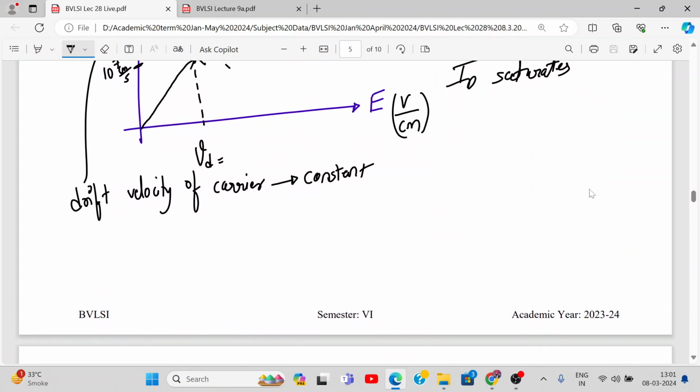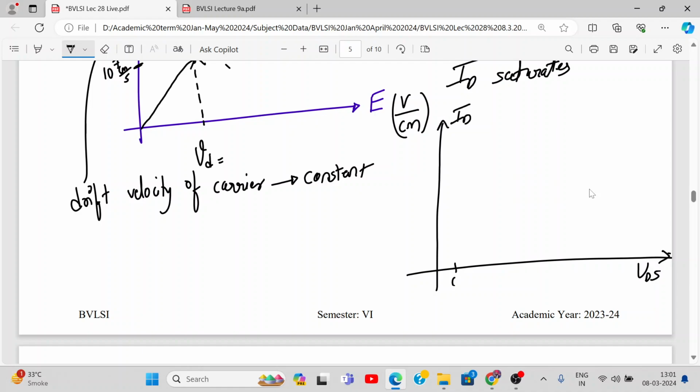So now the region of operation will be like this. See, this is VDS, this is ID. So first, at point 0.1, right? It was constant, correct? Then at 0.3, the slope has changed. At 0.5, what happened? The slope continues to decrease, right?